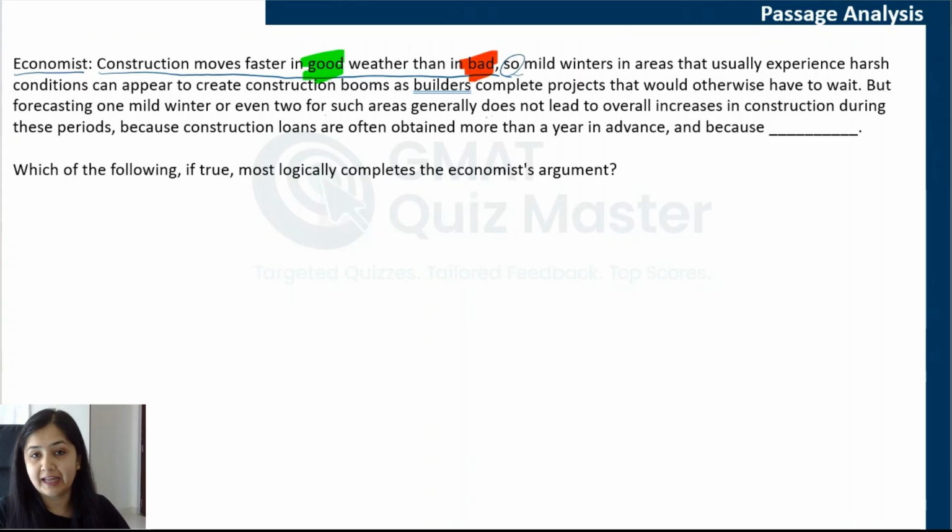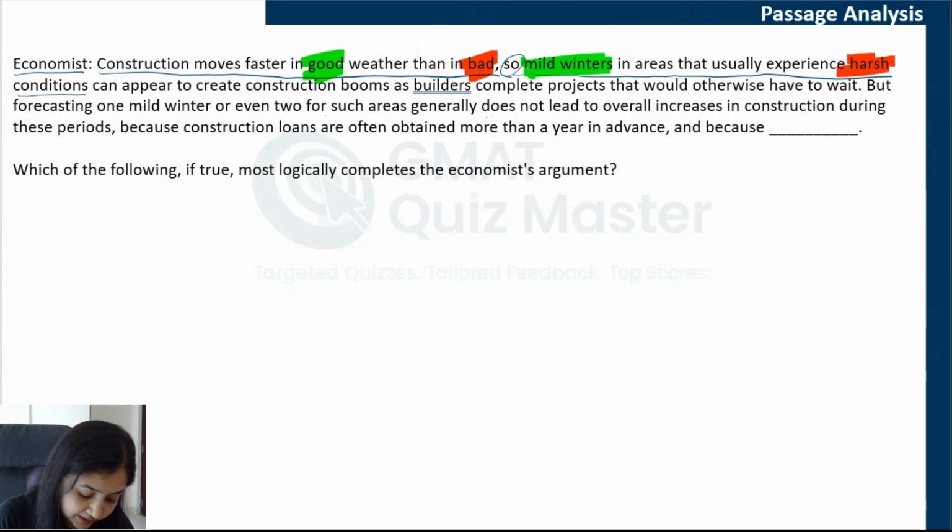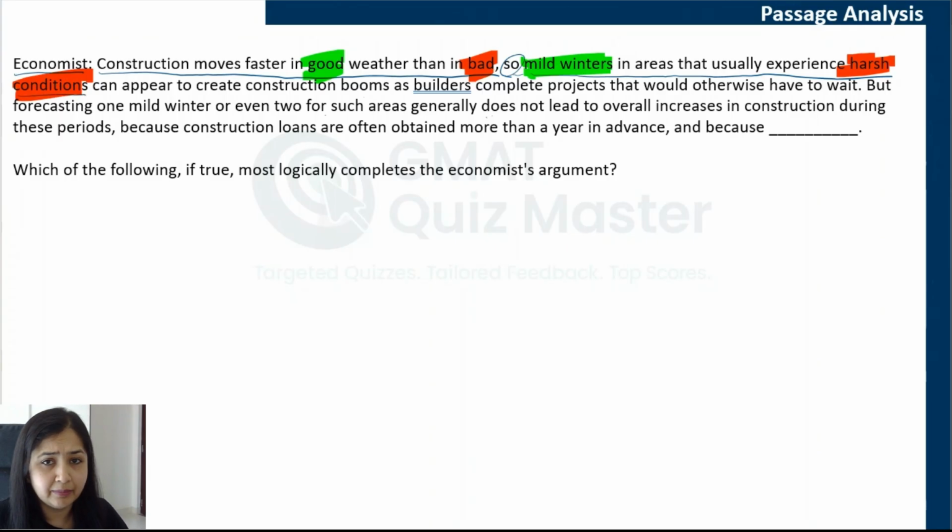So the economist is deriving something based on this information. Mild winters in areas that usually experience harsh conditions. So we are talking about some areas, the areas that usually experience harsh conditions, that is the usual thing. And we are talking about mild winters in such areas. Now, if you relate it back to what we have already read, the mild winters can be related to good weather conditions compared to the usual harsh weather conditions that these areas experience. All right. So, based on what we have already read, maybe we are going to say that something related to the speed of construction during mild winters in these areas goes up or is expected to go up or something like that.